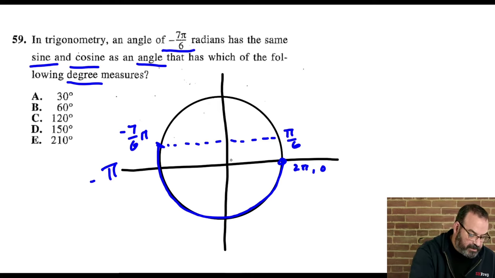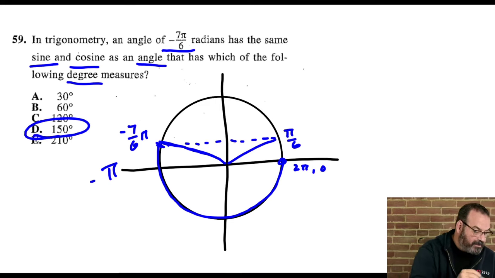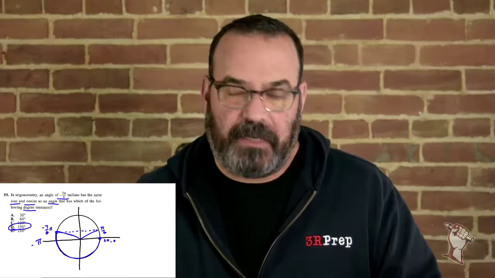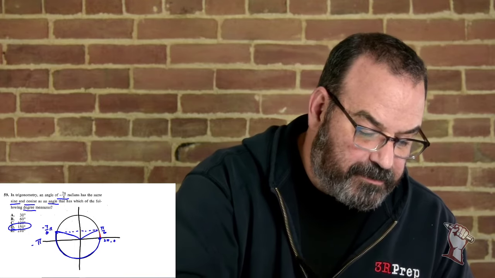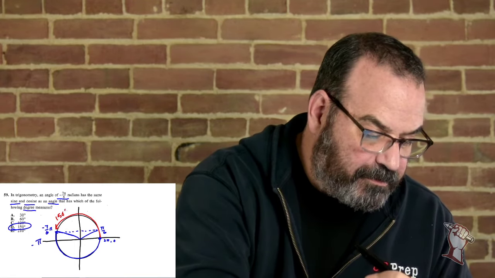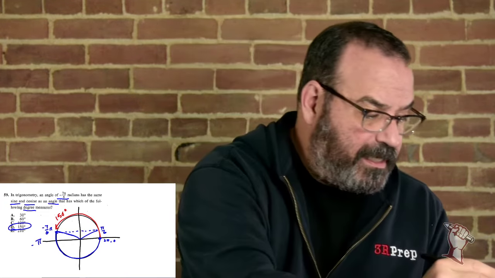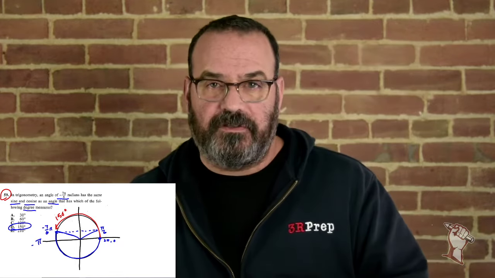So where is it? It's 30 degrees. This is 30 degrees less than 180, or 150 degrees. Negative 7/6 pi is 150 degrees if taken in the positive direction, this arc length is 150 degrees. A really good, really easy question, and it's number 59. So those of you who are going for a really high score definitely should know your unit circle.